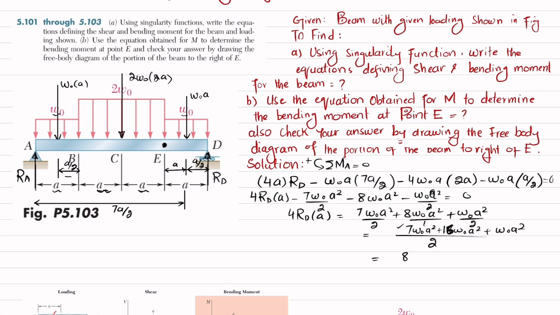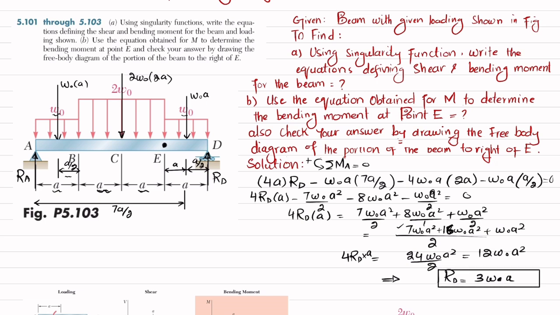Now 16 and 7 is 23, plus 1 is 24. So correct it. This will be 24W naught A square over 2, which is equal to 12W naught A square, and that is equal to 4RD multiplied by A. If you divide by 4A on both sides, you will get RD equal to 3W naught A. So this is the reaction force of the roller support on the beam.